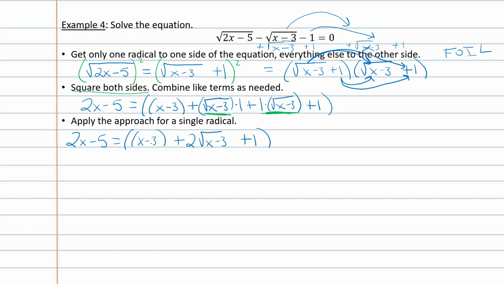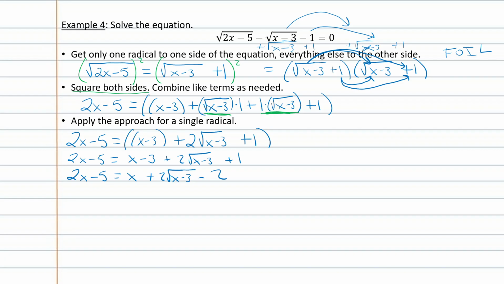Now let's continue to simplify. Now I have parentheses here, but they're really unnecessary at this point, so I can just drop those off so that I have x minus 3 plus 2 square root x minus 3 plus 1. Because now I can combine the negative 3 and the positive 1. So I'll get 2x minus 5 equals x plus 2 square root x minus 3 minus 2.